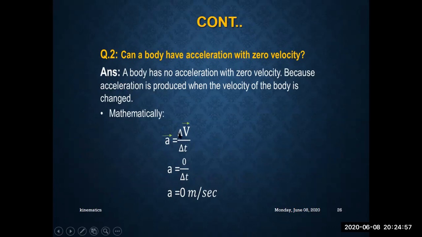So here is the change in velocity. This is the formula to calculate the acceleration of any object. This is the change in velocity. If the change in velocity is zero, then of course there will be no acceleration. This is the answer for this question.